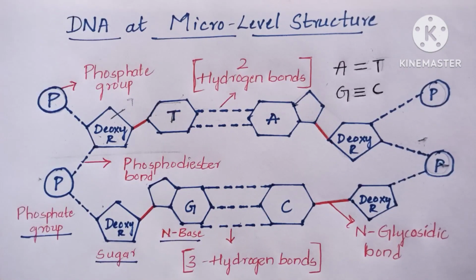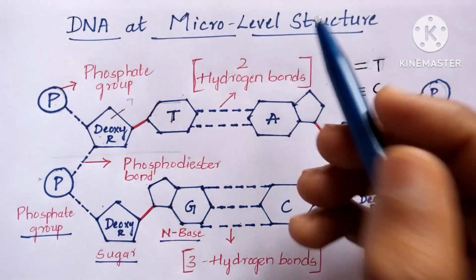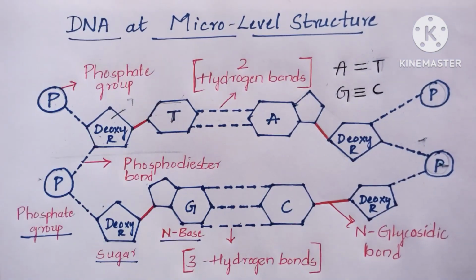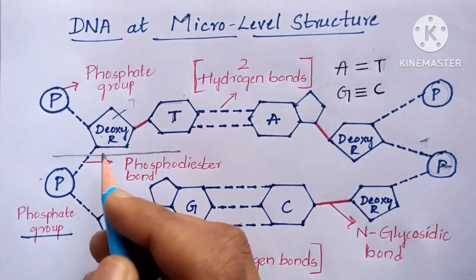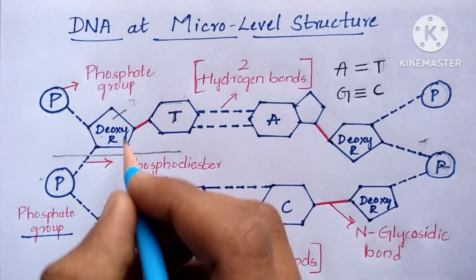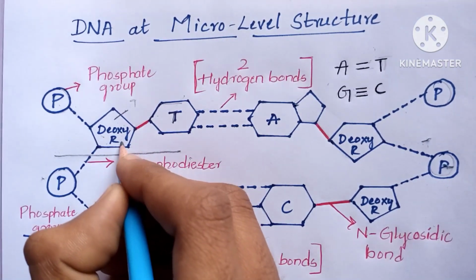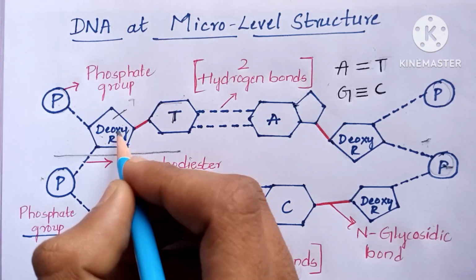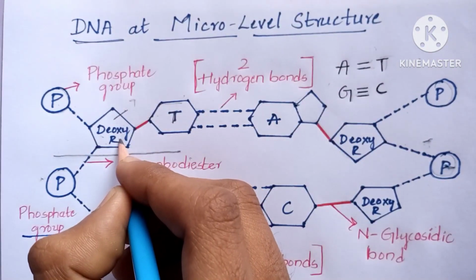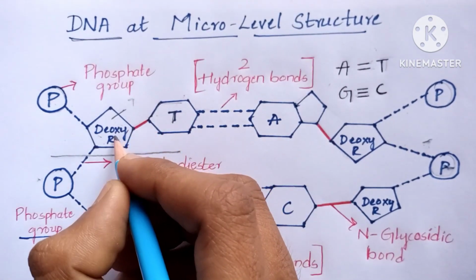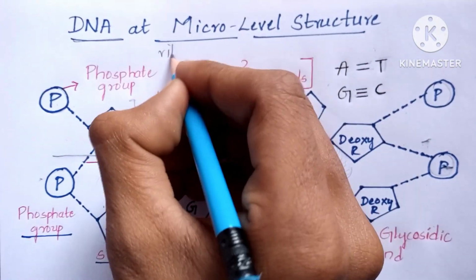Now let us understand the arrangement of the nitrogen base, sugar molecule, and phosphate using the example of DNA. Here is the example of DNA at the micro level structure. As you can see, let us concentrate on this portion. This is the sugar molecule, and it is written that it is deoxyribose. As I mentioned earlier, the 5-carbon sugar present in DNA is known as deoxyribose, and the 5-carbon sugar present in RNA is known as ribose sugar.